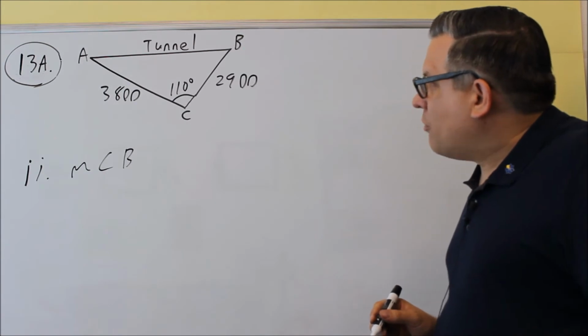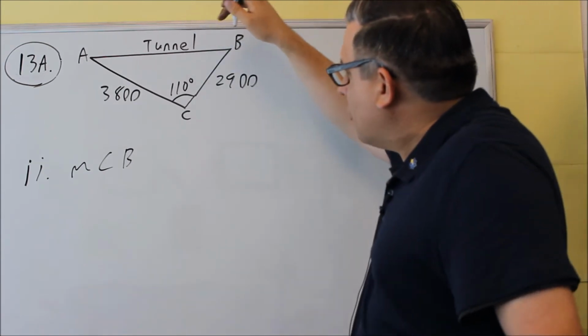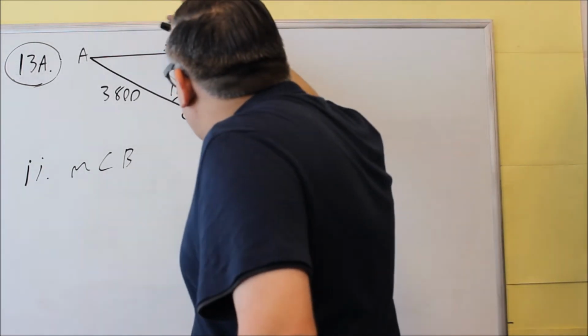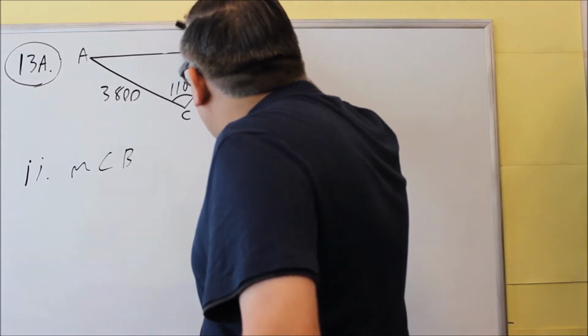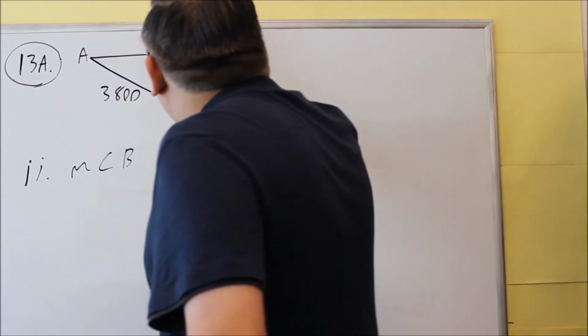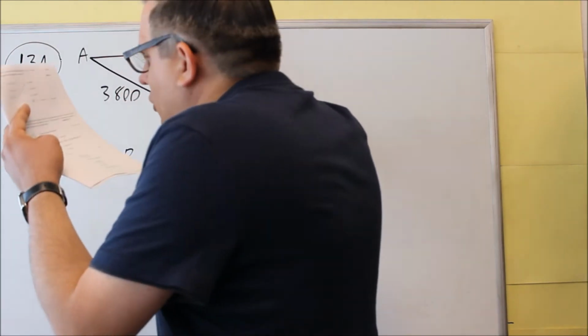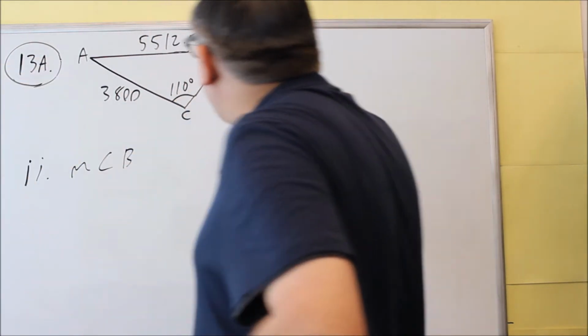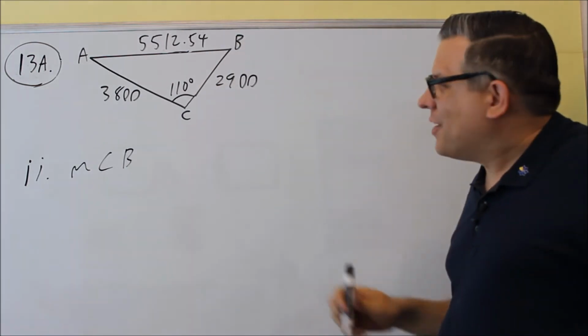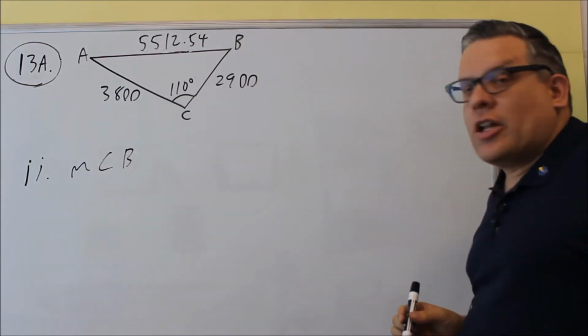Okay, so measurement of angle B, so we've already gone through all this, and so from the previous part, I'm just going to go ahead and put the result that we got up here. So this one right here, we get 5512.54. So that's what we got from the first part, and that's how long it is from A to B.